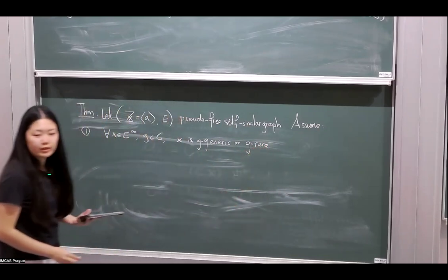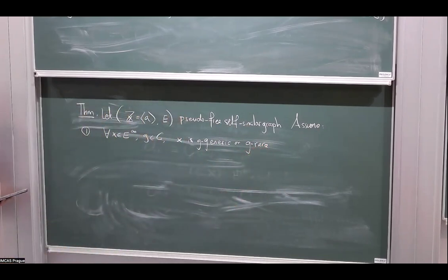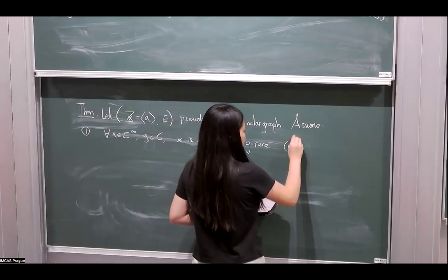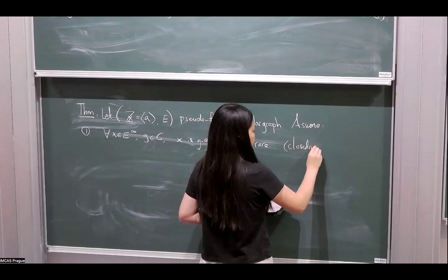As you might have noticed, this is exactly the same condition as what we had for the crossed product. It's really the categorization of closeness.